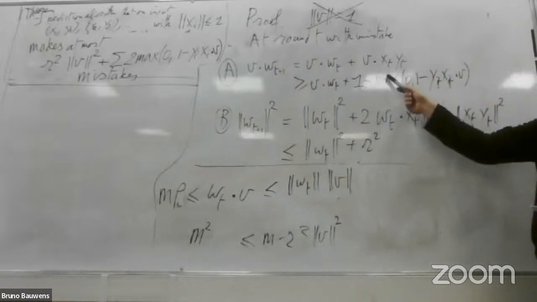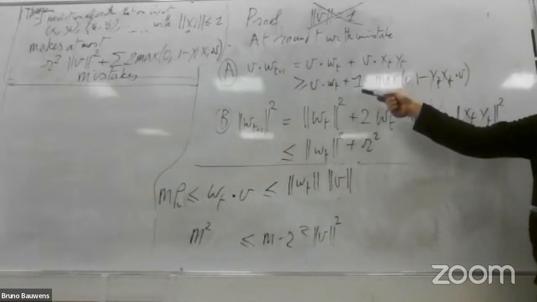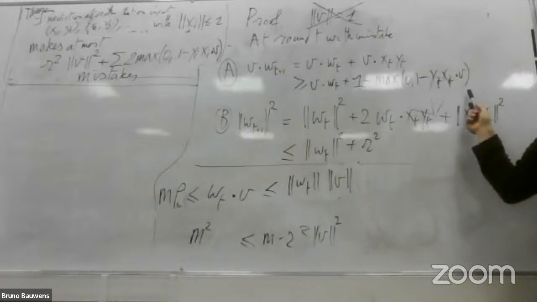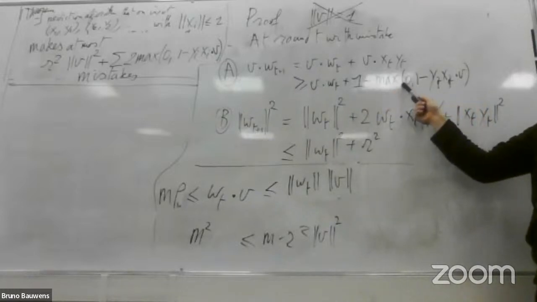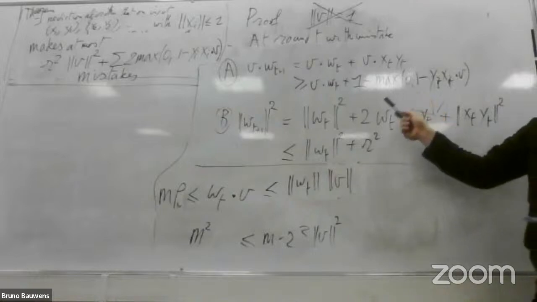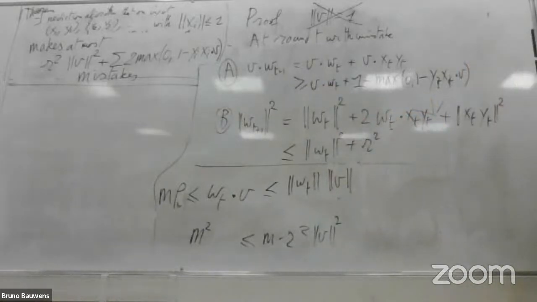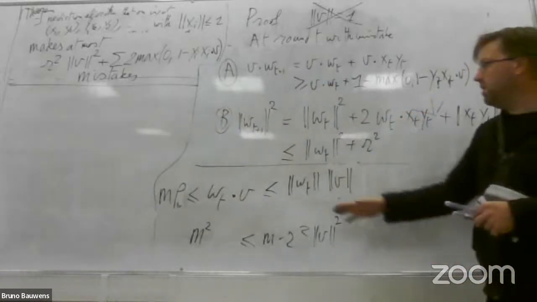So if the maximum was not here, then we could cancel the ones and we have the same thing. But now we subtract something that's larger. So this inequality is still true. And now we just need to fix the end.